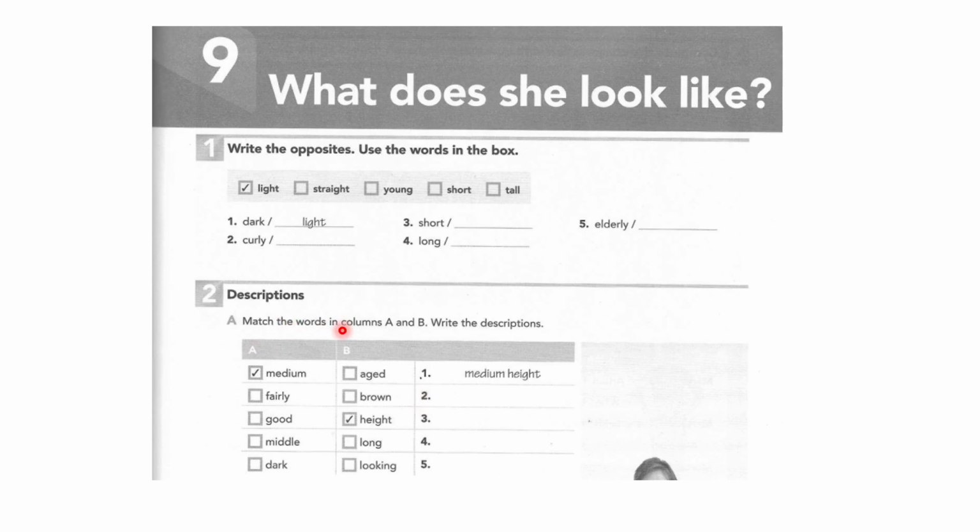Here we have: match the words in column A and B, write the descriptions. The number one is medium height, which is a reference of height, de altura. Number two, Angela, what other connections can you make? Fairly long. Let me use my pen. Fairly long, that is correct. This is about the hair, right? Janelle, tell me another one.